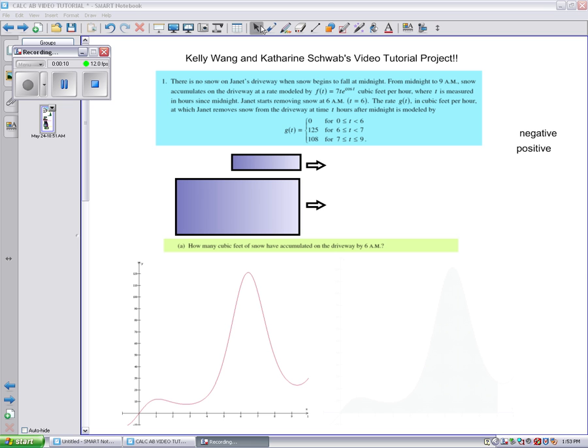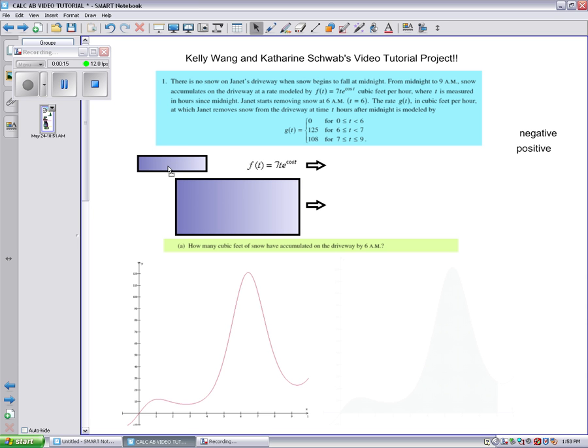From midnight to 9 a.m., snow accumulates on the driveway at a rate modeled by f(t) = 7t e^(cos t) cubic feet per hour, where t is measured in hours since midnight. Janet starts removing snow at 6 a.m., t = 6.